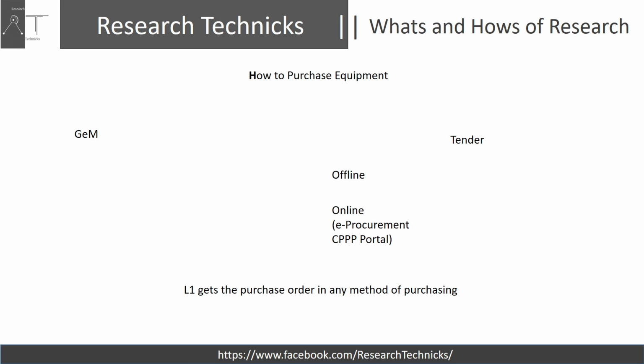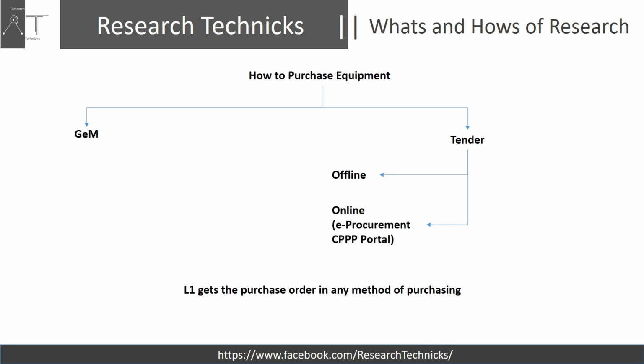So today we will be looking into how we can approach or how we can go to purchase an equipment. Normally we have two ways: either we can go through GEM, that is government e-marketplace, or we can go through tender. But in any process the L1 gets the purchase order. We will get into everything. In today's video I will just be telling you about the process.